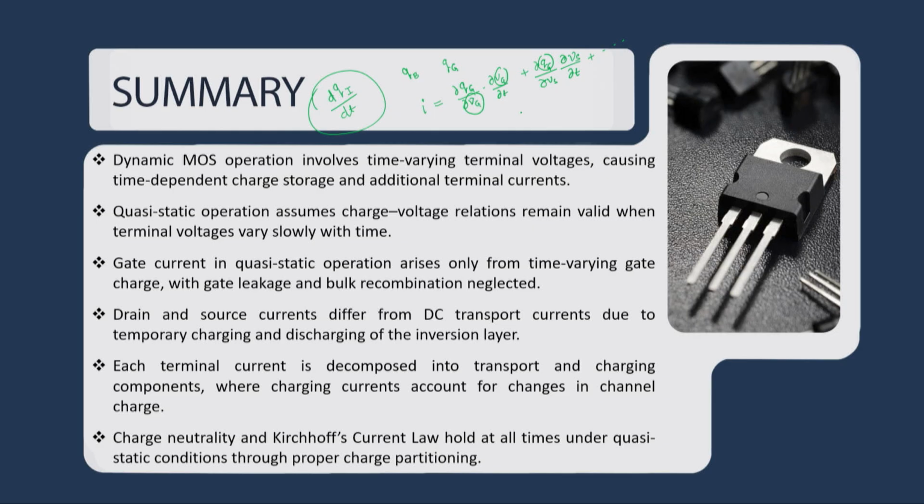We have taken an example also about the gate current. Ig is nothing but delta Qg divided by delta T. When we were discussing the DC analysis, we said that the gate current is due to tunneling or short channel effects, whereas in quasi-static analysis, Ig is nothing but the rate of change of gate charge, which causes the gate current.